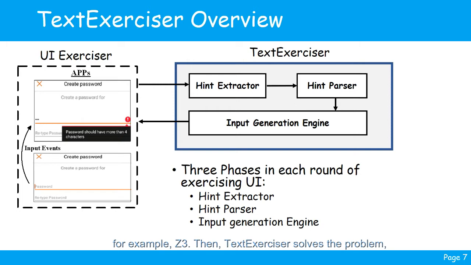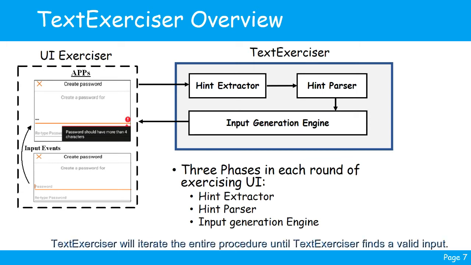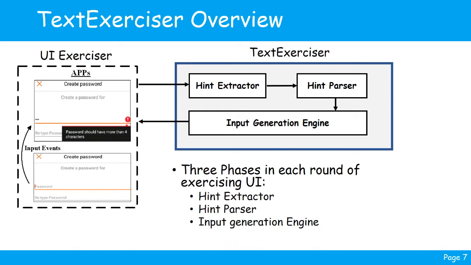Then, TextExerciser feeds the generated inputs back to the tested Android app and extracts feedback, such as a success or not hint. In the case of a not hint, TextExerciser will iterate the entire procedure until TextExerciser finds a valid input.